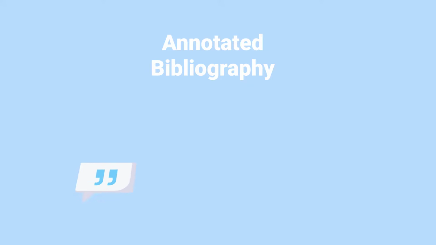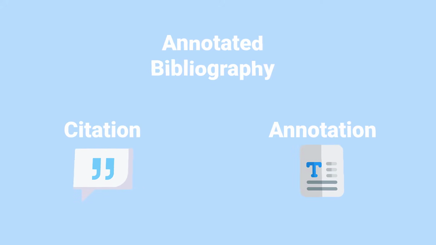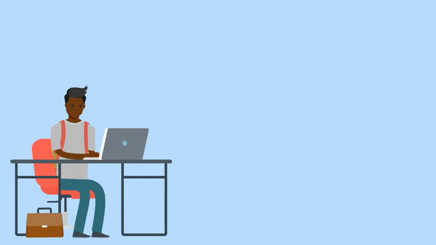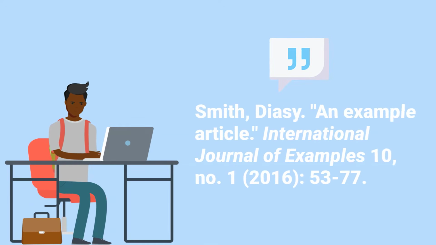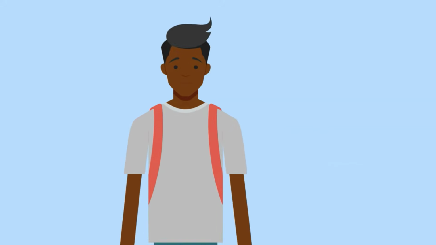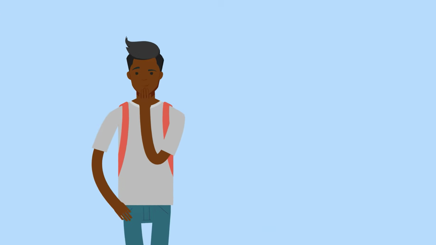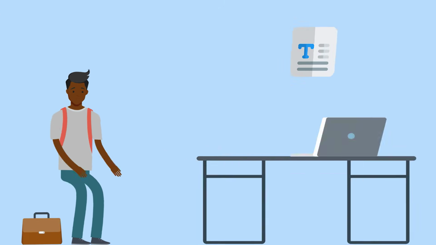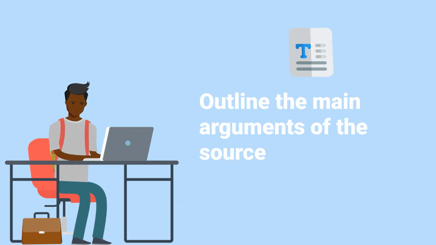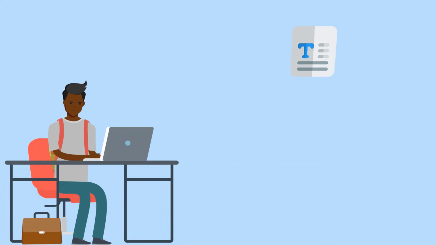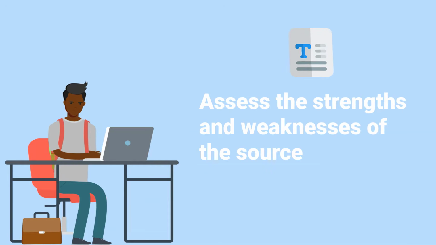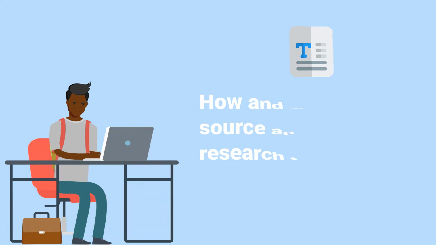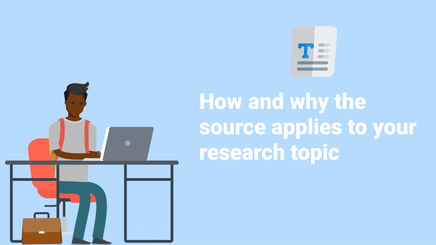There are two main elements of an annotated bibliography: the citation and the annotation. The citation is simply a record of the scholarly source you've selected in your instructor's preferred style, something like Chicago style or APA. The annotation is a little more involved. In several sentences, you should outline the main arguments of the source, assess the strengths and weaknesses of the source, and explain how and why the source is appropriate for your essay or research.